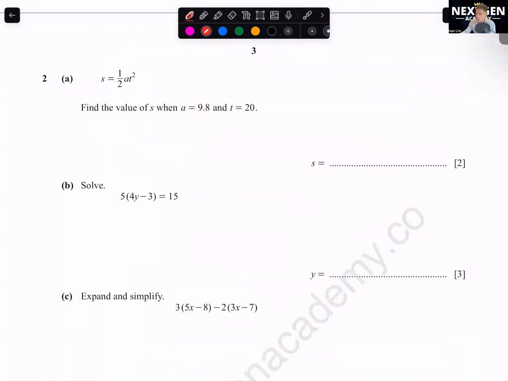Question 2A. Find the value of S when A equals 9.8 and T is equals to 20. Just substitute it in. So S is equals to 1 over 2, 9.8, 20 squared. What will you get here? You will get 1960.